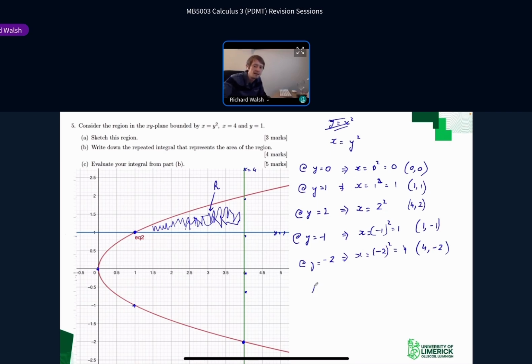Now, area is a double integral on the region of 1 dA. Area is 1 times dA. It's different to where you'd have a scalar field in there, if you had x plus y or whatever. Area is 1.